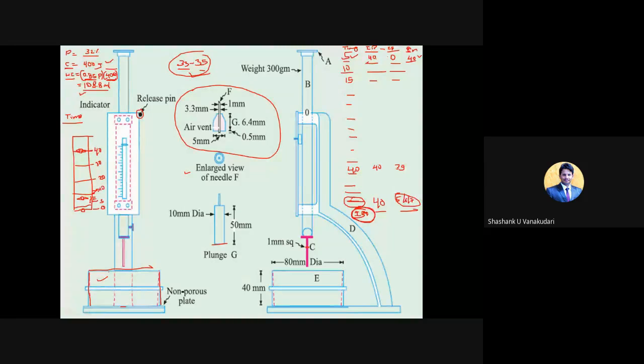And when it is still wet, whatever you write with the sharp edges, those marks will be available on the surface. So in this final setting time, the time at which those marks are not available when you release the enlarged view of needle is your final setting time. That's very simple when compared with the initial setting time test. And this is all the procedure they have given.